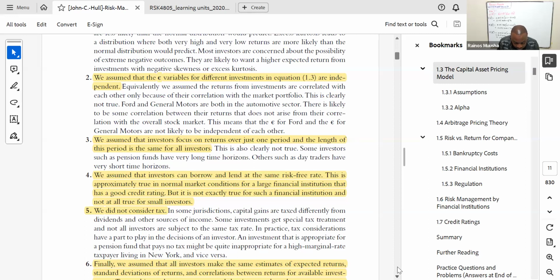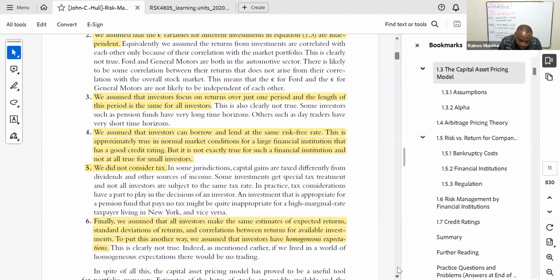The fourth assumption is that investors can borrow and lend at the same risk-free rate. This is approximately true in normal market conditions for a large financial institution that has a good credit rating. But it is not exactly true for such a financial institution and not at all true for small investors. So that's the fourth assumption as well. Then the fifth assumption is that we did not take tax into consideration. Then the sixth assumption is that, finally, we assumed that all investors make the same estimates of the expected returns, standard deviation of returns, and correlations between returns for available investments. To put this in another way, we assume that investors have homogeneous expectations. When they talk about having homogeneous expectations, they're basically saying what? Investors have the same expectations. So they basically expect the same things throughout.